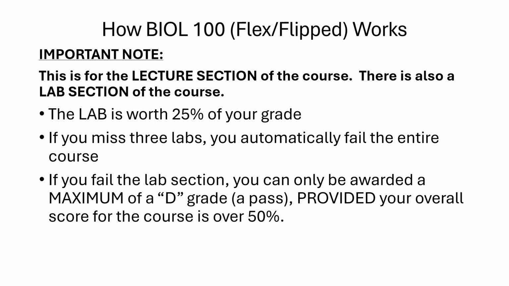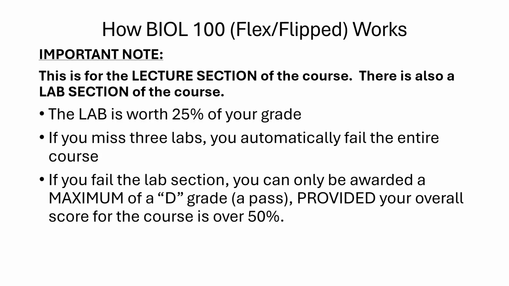Second, you have to get half of the material in the lab right in order to get a good mark in the course. Now, if you get less than 12.5% from the 25% of the lab material, if you get less than half of that, the maximum grade that you can get for the entire course is a D. A D is a passing grade, by the way, but it's a bare pass. So if you fail the lab section of the course, the highest grade that you can get for the entire course is a D, provided that your mark for the entire course as a whole is more than 50%.